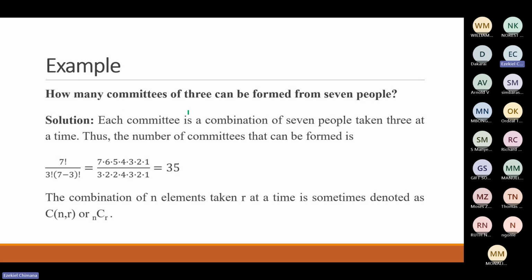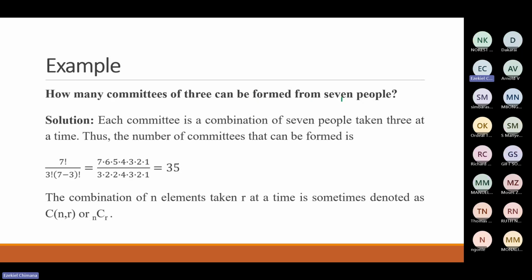So how many committees of 3 can be formed from 7 people? If you look at this one, we've got 7 people and you want to form a committee of 3 people. So how many ways can we do that? Here the order doesn't matter. Which one are you going to select first? Okay, so the order doesn't matter.